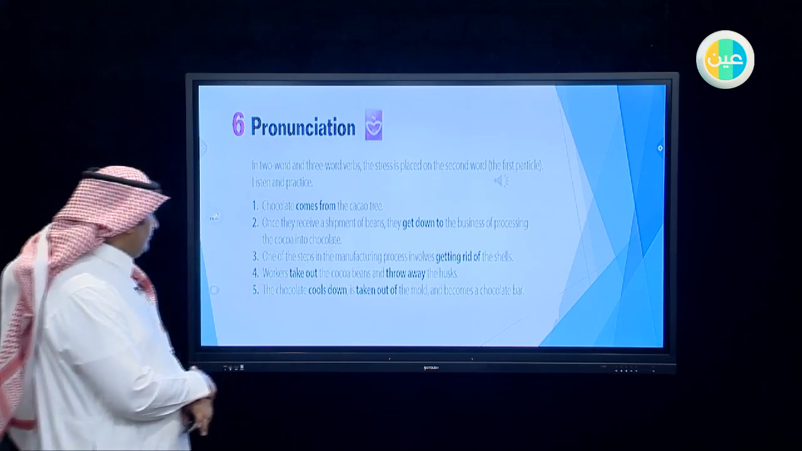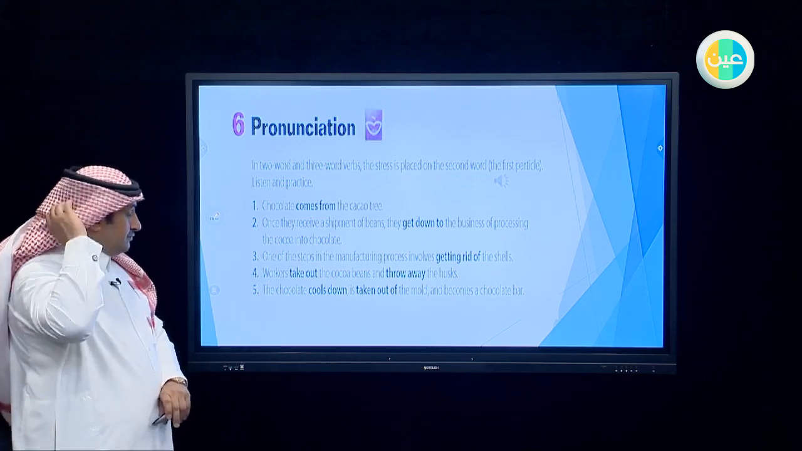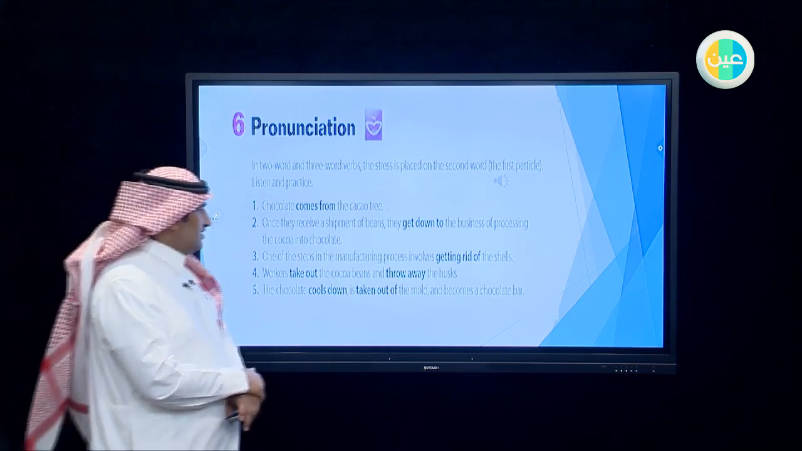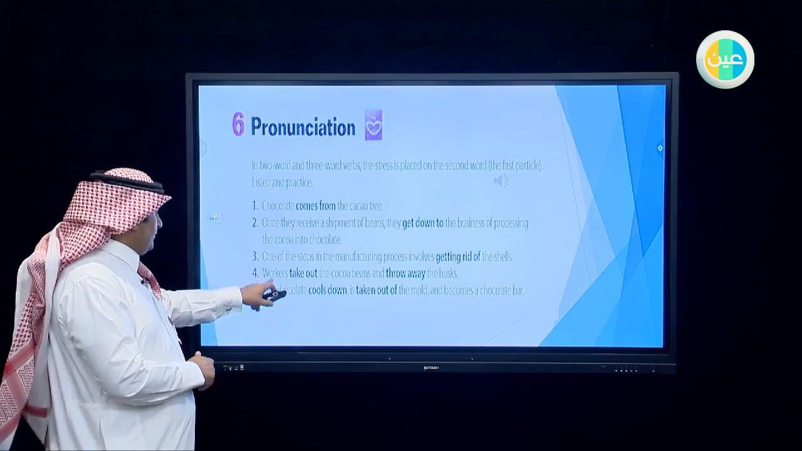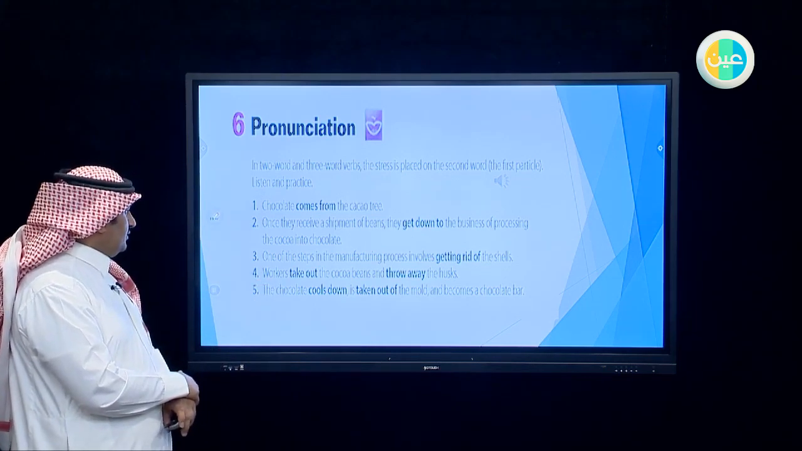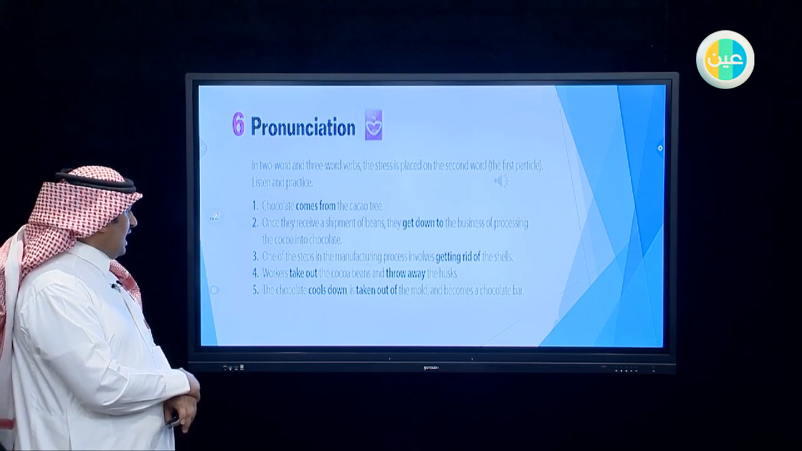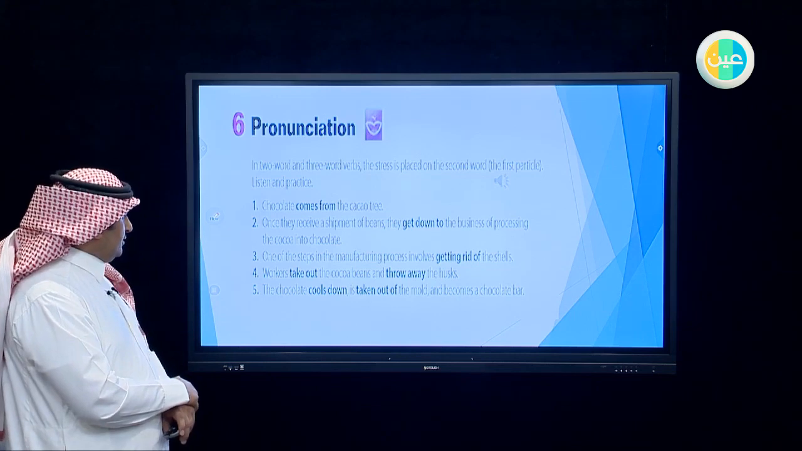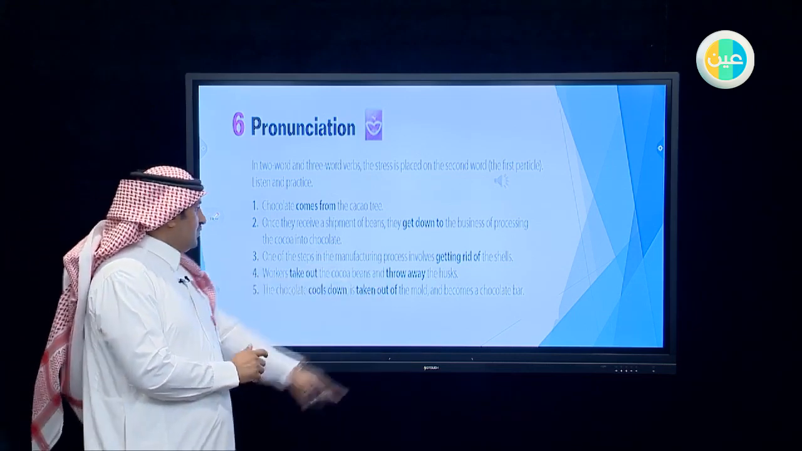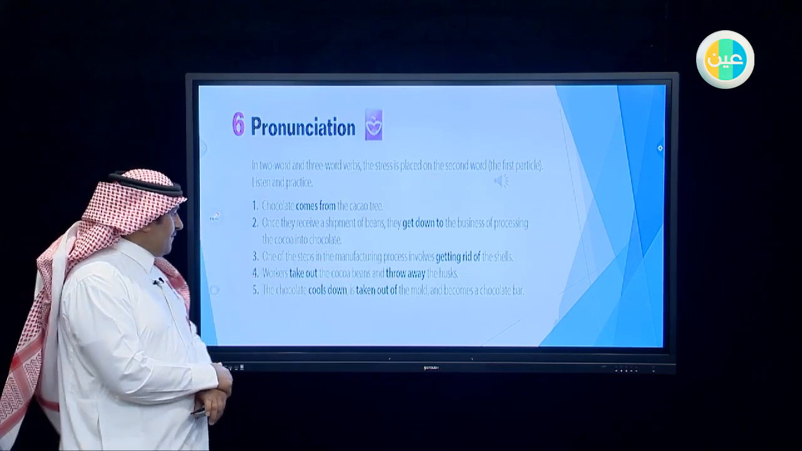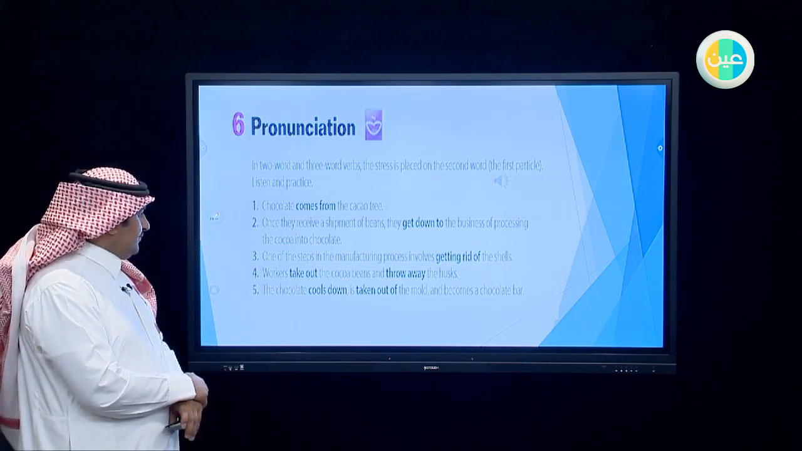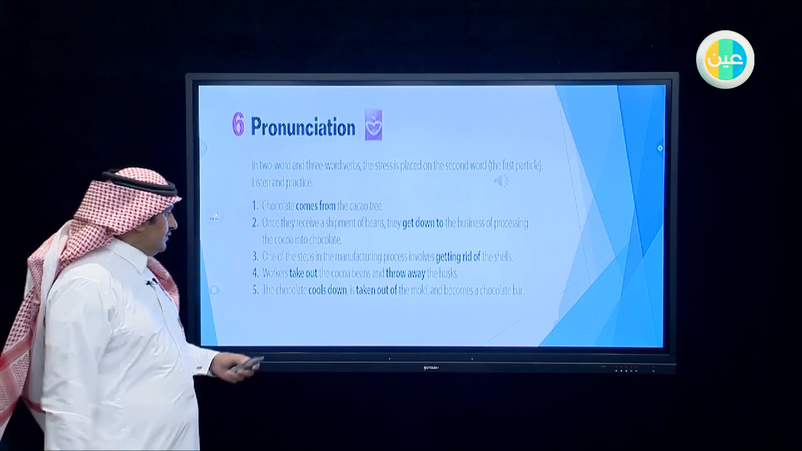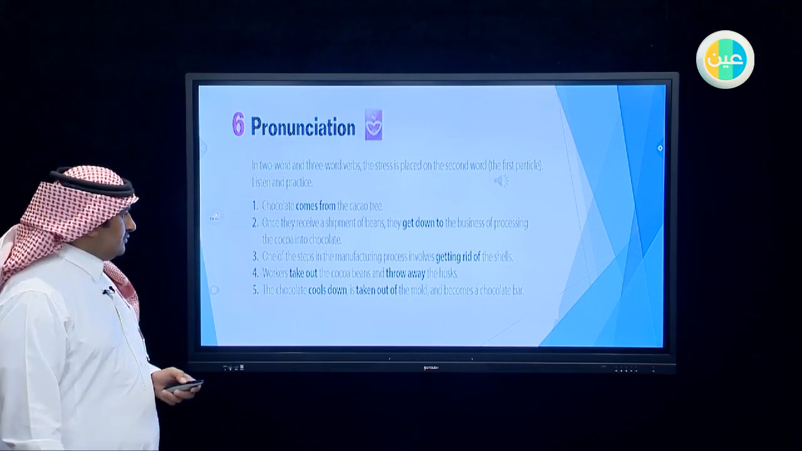3. One of the steps in the manufacturing process involves getting rid of the shells. Yeah, getting rid of the shells. Number 4. Workers take out the cocoa beans and throw away the husks. Yeah, right here we have away and out. 5. The chocolate cools down, is taken out of the mold, and becomes a chocolate bar.